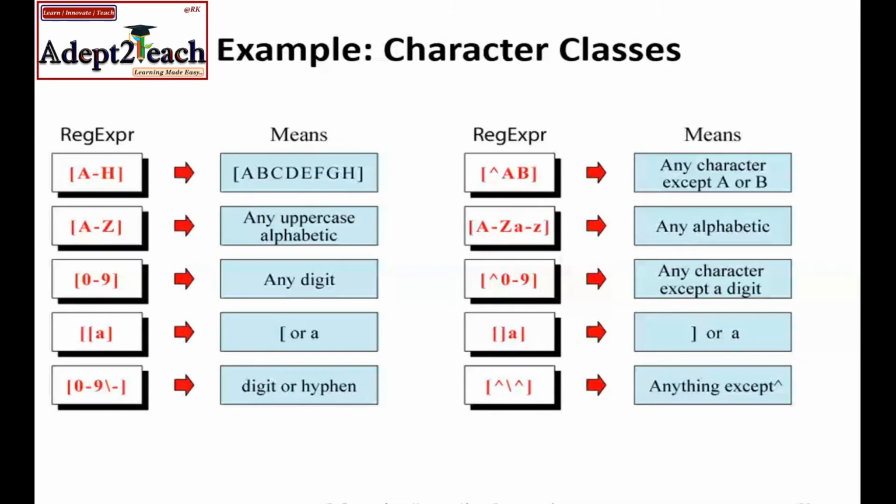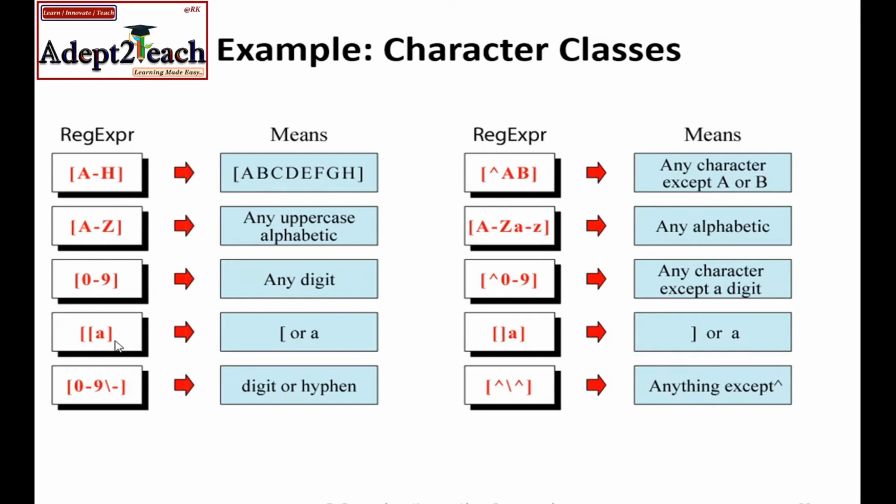Now these are some of my character classes that we can use for searching. Like if I give within square brackets A to H, it means that I am giving the range from A to H, that any of the characters can match from here. Likewise, I can give capital A to Z, then 0 to 9 matching for any digit.